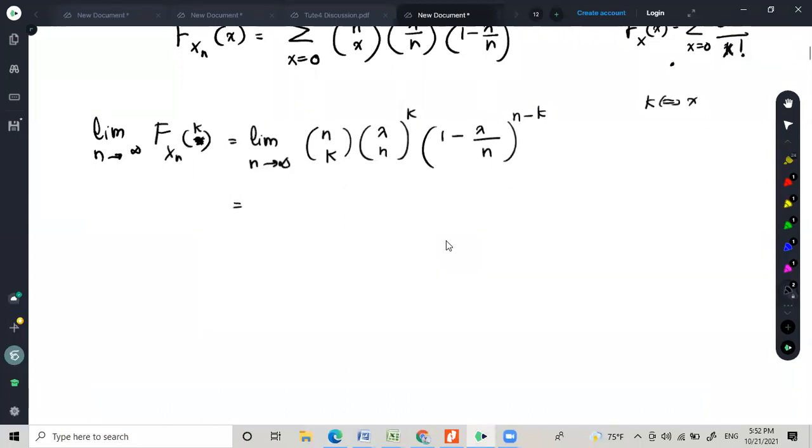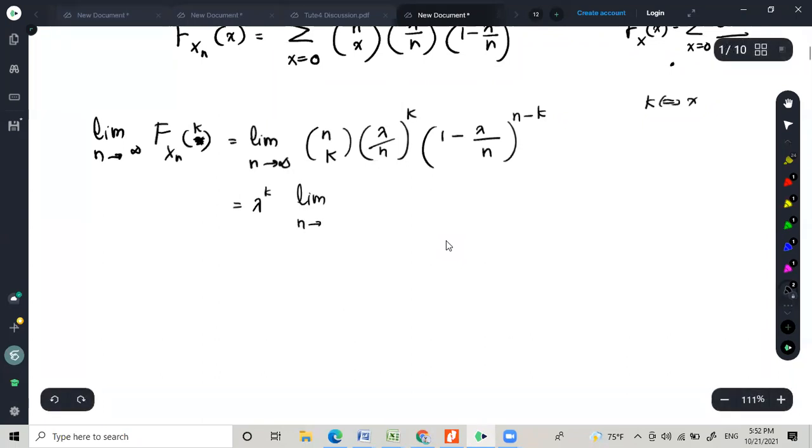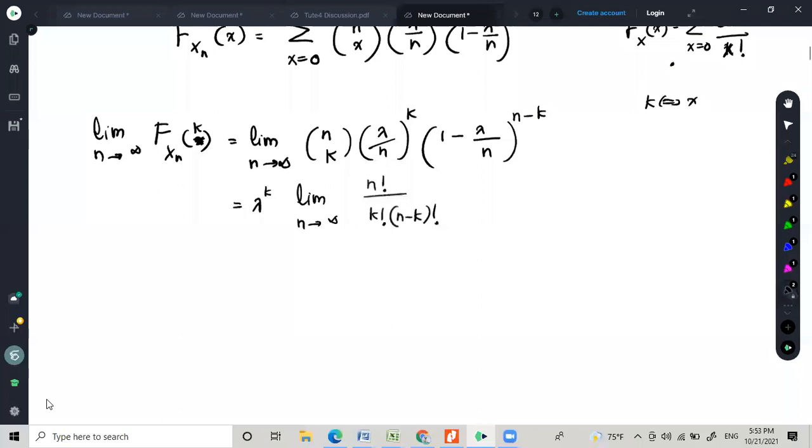First, I'm going to take this lambda to the power k out. There's a division, so lambda to the power k, I'm taking it out, and we have the limit. We have this n, and now if you want, let's write the n choose k in the usual factorial notation. What is it? n factorial over k factorial times n minus k factorial. So this is n choose k. This whole n choose k, you can write it as the expansion.